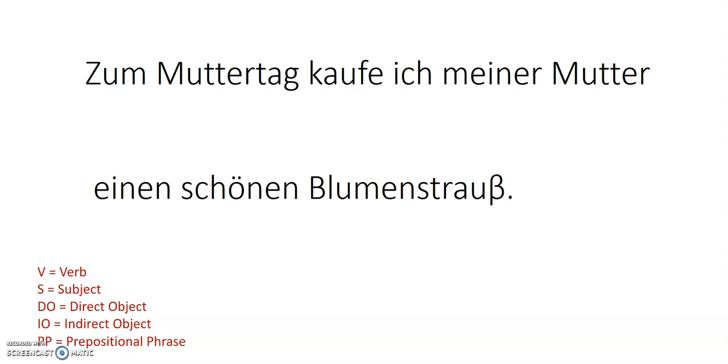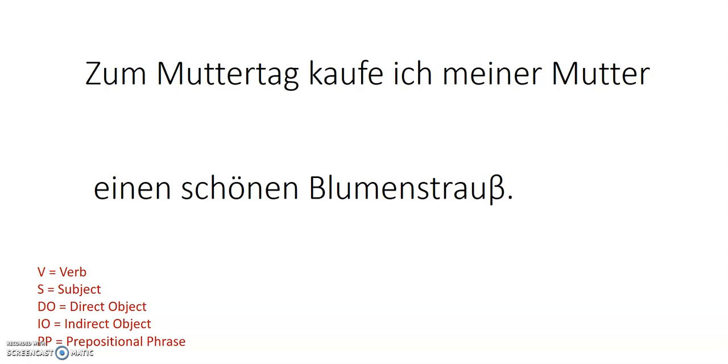We're going to be looking at several German sentences today and identifying the different components that are within them. So for example, we're going to be looking for your verb and your subject and a direct object and an indirect object and prepositional phrases. By being able to identify these in a sentence, it will help us to understand and use the nominative, accusative, and dative cases properly in German.